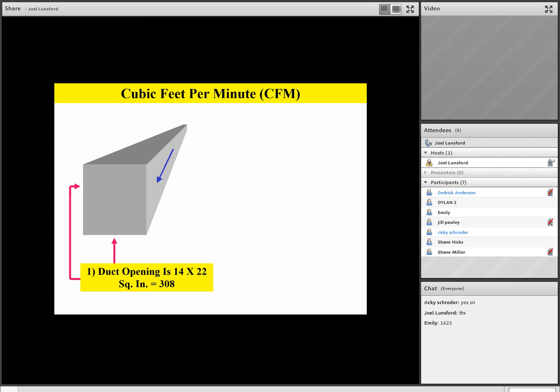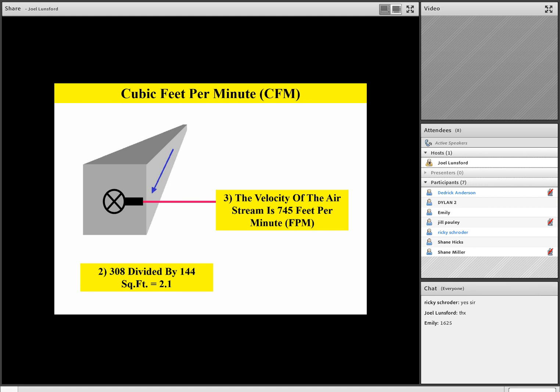But now remember, team, we always have to get to square feet. So we're going to divide 308 by 144. That will give us the square foot opening of the ductwork. So in our example, it's 2.1 square feet. And then we'll measure the velocity of the airstream. And in this example, it's 745 feet per minute.